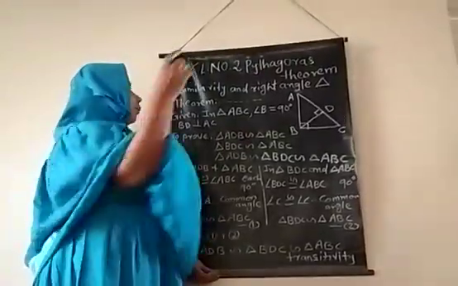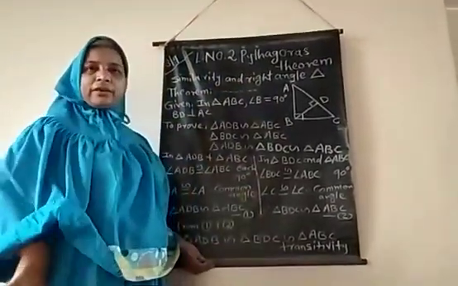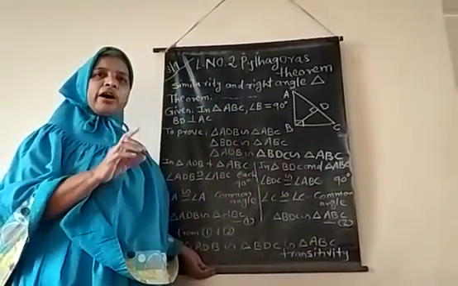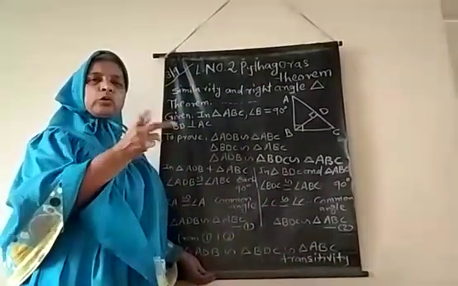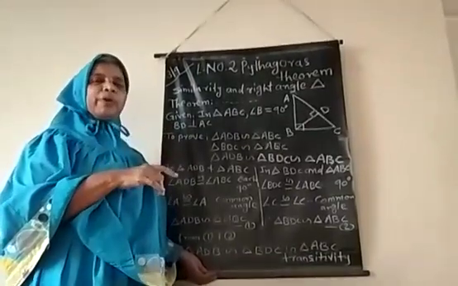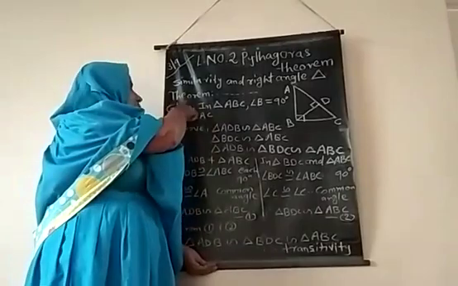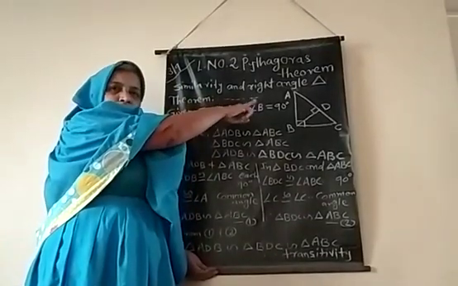We are going to start similarity in right angle triangles. Similarity means similar triangles. So all the right angle triangles are similar to each other. This property we are going to prove by the theorem. The theorem statement is not written on the board.